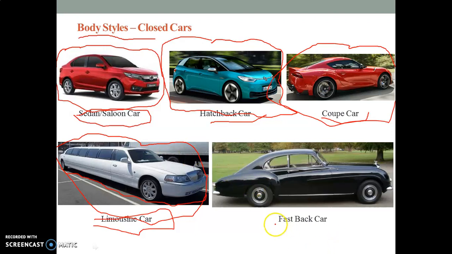Then is the fastback car. In a fastback car, the roof slopes down at a smooth angle to the tail of the car, and there is no separate boot at the rear end. These are cars in which only side doors are present, and from the roof it is directly inclined to the rear end. So this is a closed type of style in cars.